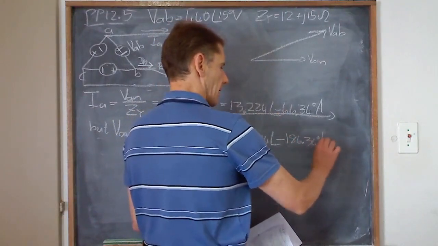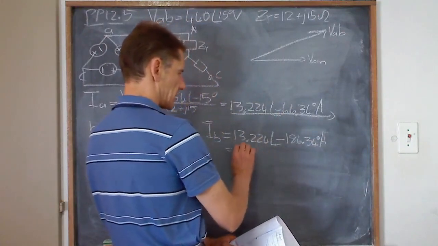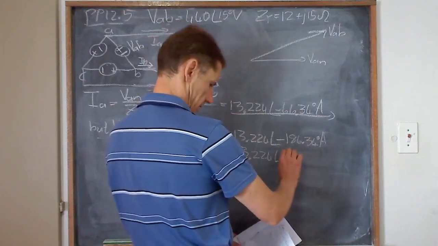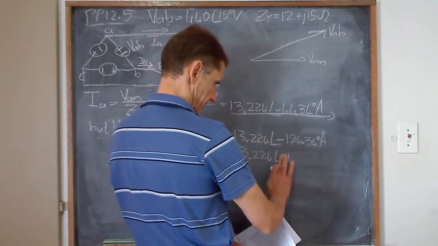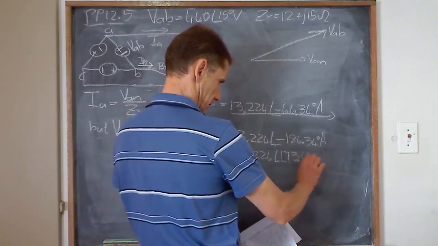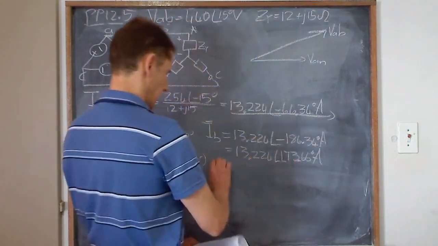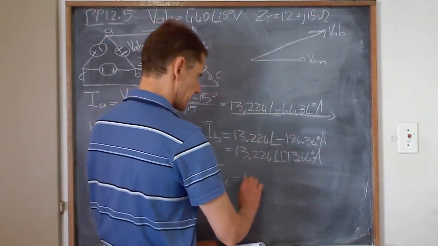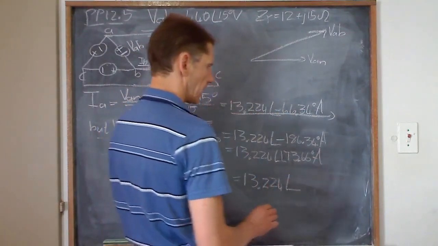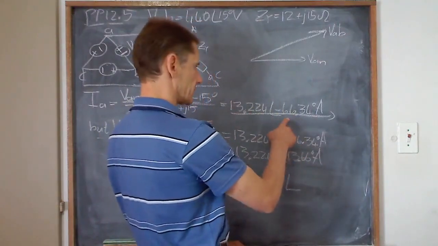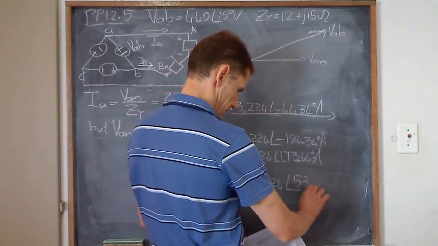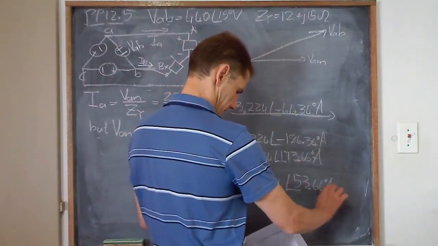But now that's outside of our boundary, so we need to rewrite it as 13.224 angle 173.66 degrees amps. Okay, for IC, same magnitude, 13.224 angle. Now we need to take the minus 66.34 and add 120 degrees, and then you will get 53.66 degrees amps.